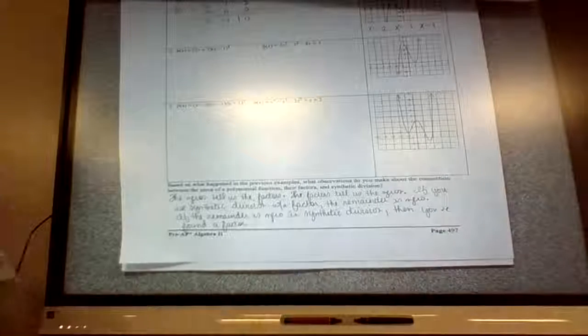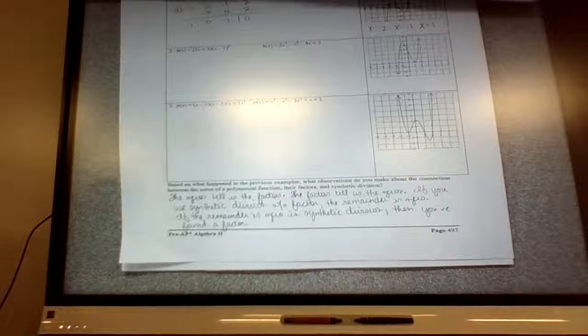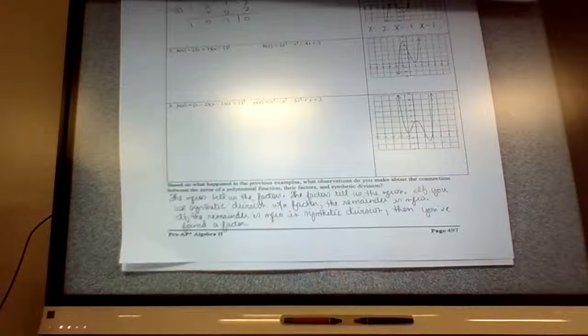I'll let you get that written down, and then that's going to lead us to the actual factor theorem, which is at the top of the next page. You just flip it over. Did everybody get that whole punch? Didn't go over there. Randy, will you pass it to that table back there? Oh, fine, that's it.